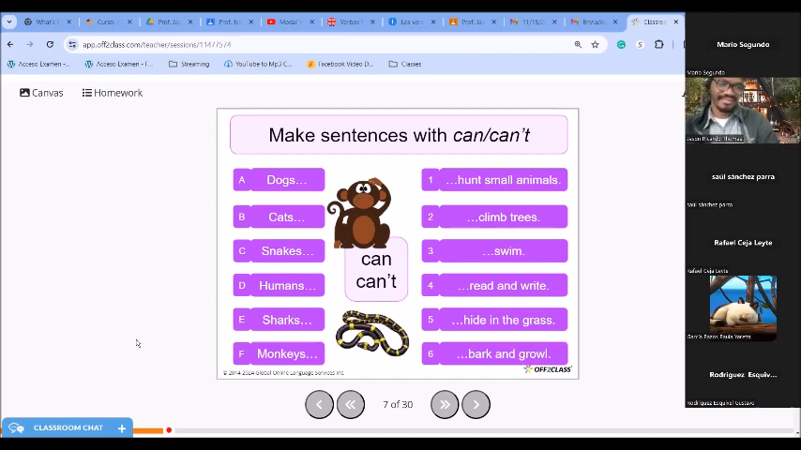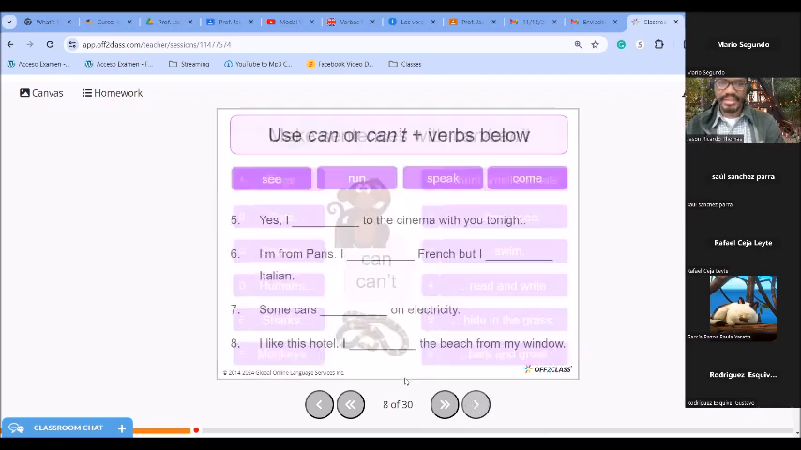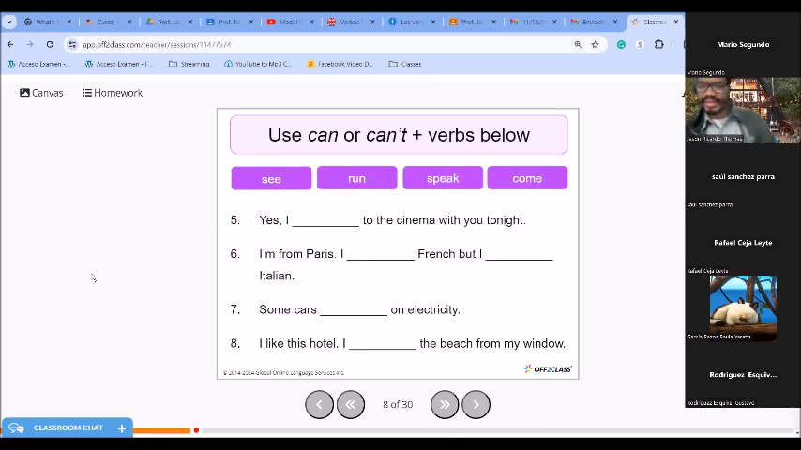Isabel? Sharks can't climb trees. You're right. They live in the water. All right. And Allison. Monkeys can climb trees. They can climb trees. Yes, they can. All right. So that's can and can't. Positive and negative, or affirmative and negative sentences. All right. Let's continue with some more practice. Gustavo, back to you.